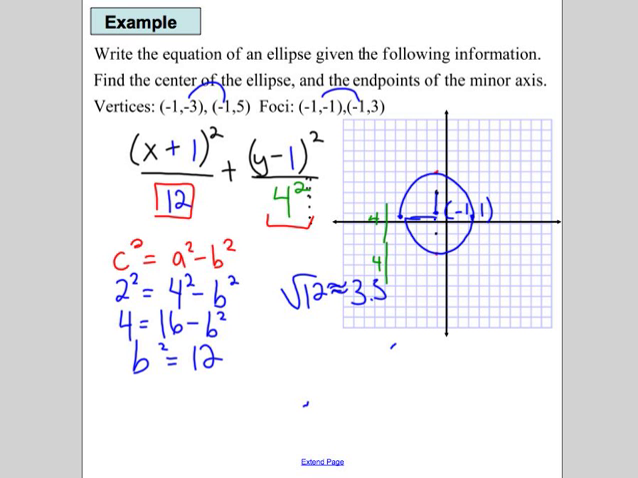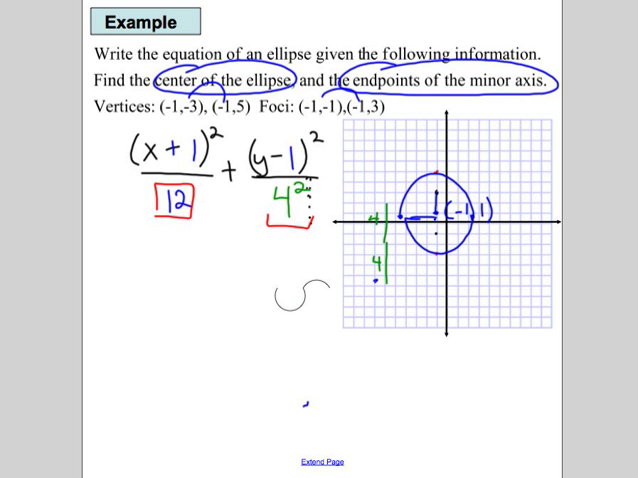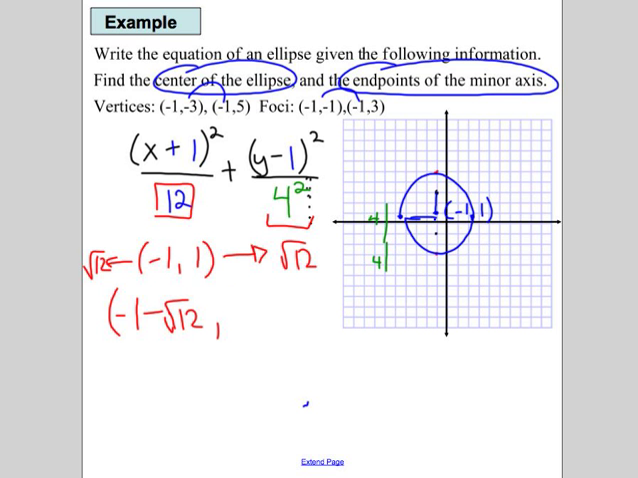The goal wasn't to draw them, it was to find the center and the endpoints of the minor axis. So I have the rule, I have the center is at (-1, 1). And to find the ends of the minor axis, I need to go from (-1, 1) square root of 12 to the right and square root of 12 to the left. So my two points will be (-1 minus square root of 12, 1) and (-1 plus square root of 12, 1). So there are the pieces of information being asked here.